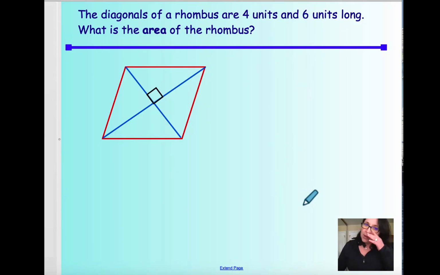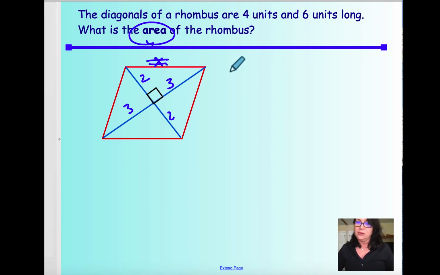All right, so another rhombus problem, we just did this. The diagonals of a rhombus are 4 units and 6 units, so that makes that 2 and 2. That makes that 3 and 3. I don't need to find this side here because they're asking me for the area, not the perimeter. So I don't need to find x. What I do need to do is to plug this into my formula.